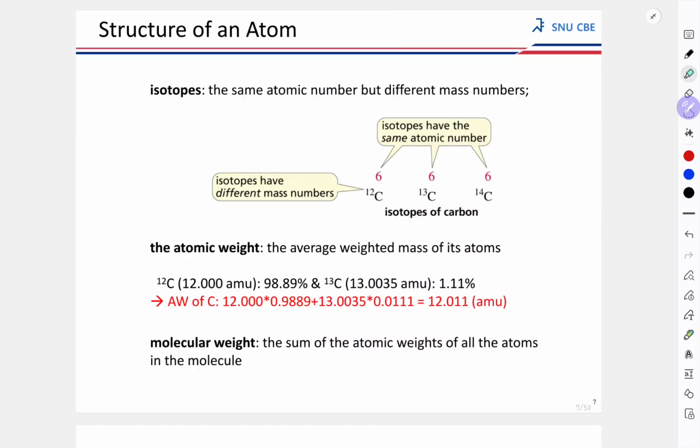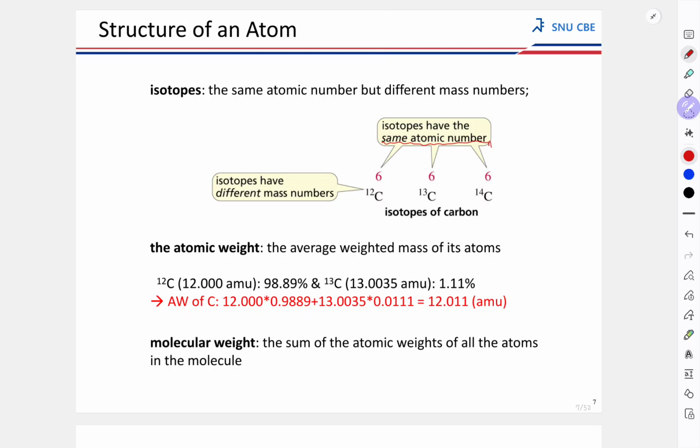What is an isotope? Isotopes are species having the same atomic number but different mass numbers. This is a series of isotopes you can identify for carbon. These isotopes all have the same, common atomic number, which is 6, from which you can guess the number of neutrons for each case. The isotopes obviously have different mass numbers, so you can guess 6, 7, and 8 neutrons for each case respectively.